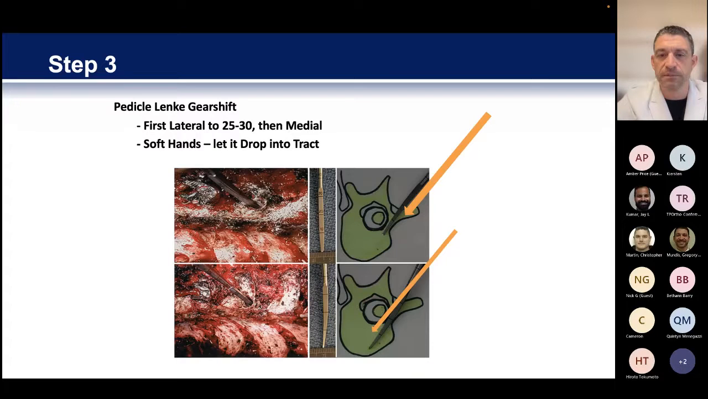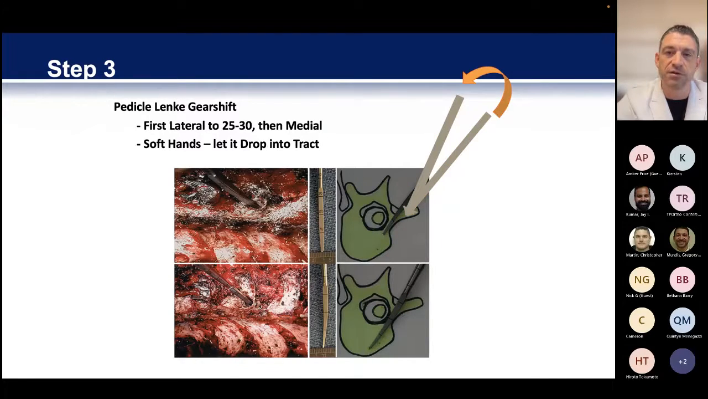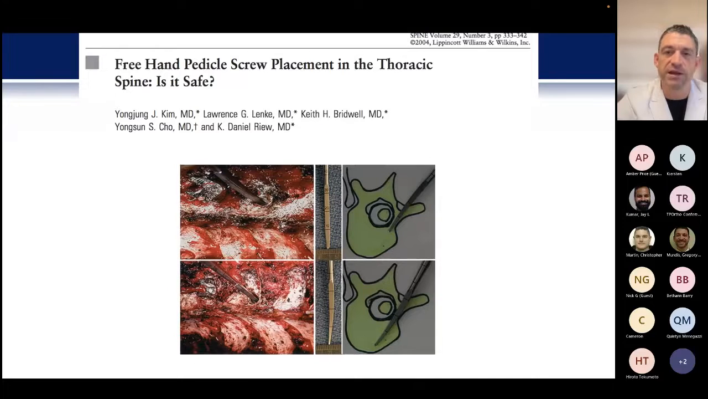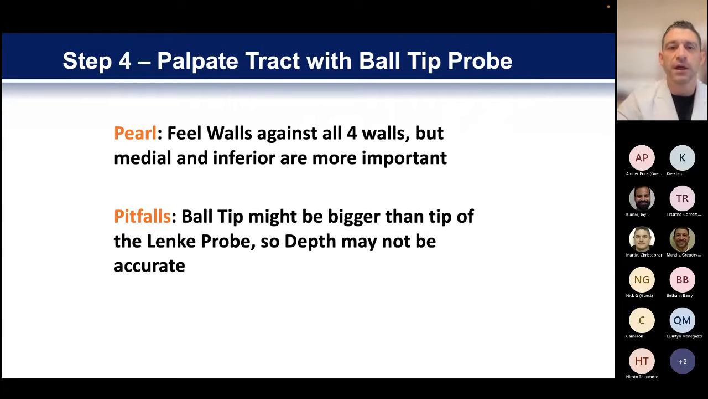If you go too medial with this, and if you have it in the lateral trajectory the entire time. So having it in a better trajectory is obviously critical, and then flipping it 180 to get it in. And this is the Sentinel paper that he wrote on that. Again, feel all four walls, but the medial and inferior are most important. So if I'm worried about anything, it's typically the medial and inferior borders that I'm spending a little extra time on.